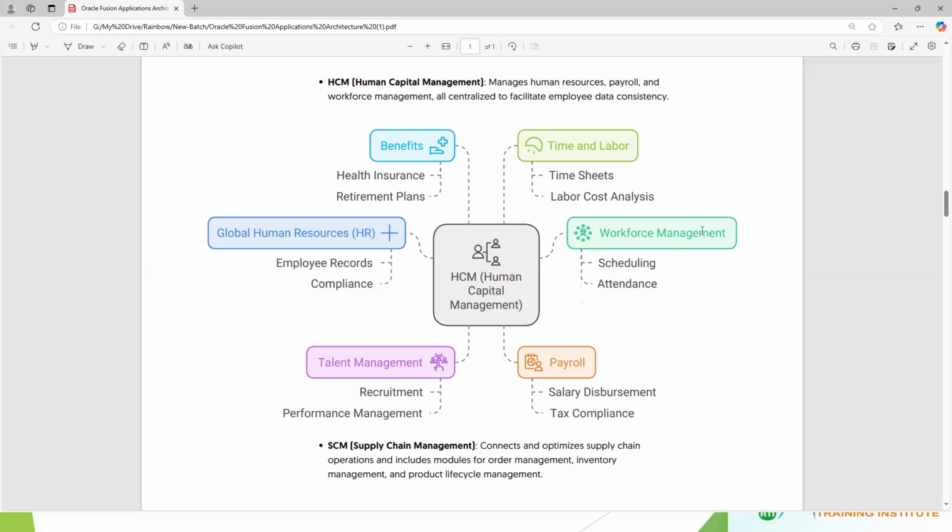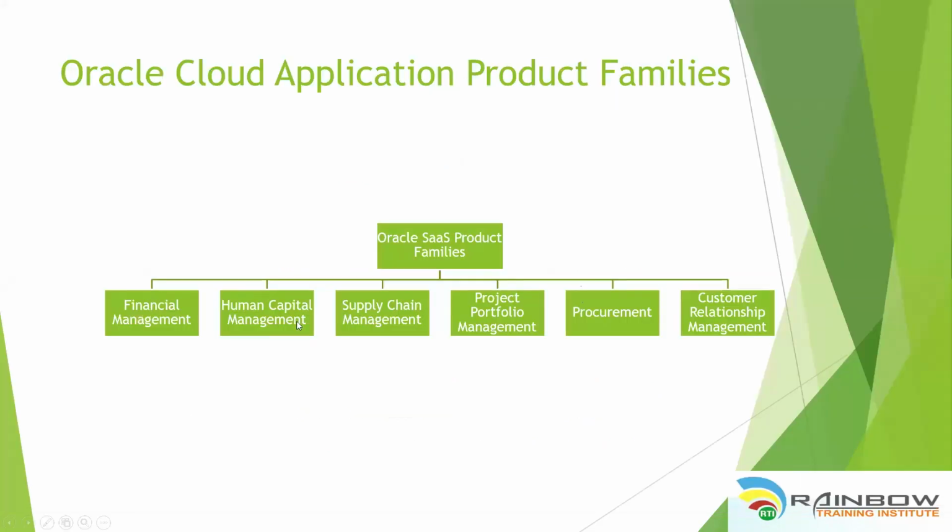Similarly, talent management is more like recruiting new people, and performance management, your yearly appraisals based on how you performed. And then payroll. There will be a payroll every month, and then the tax-related elements. So your HCM deals with all that, and your SCM is all about inventories and order management.